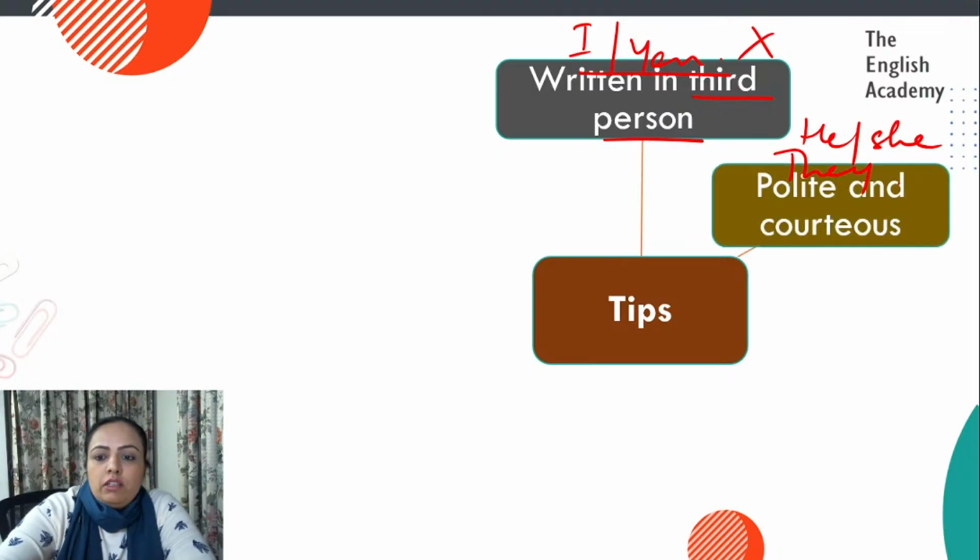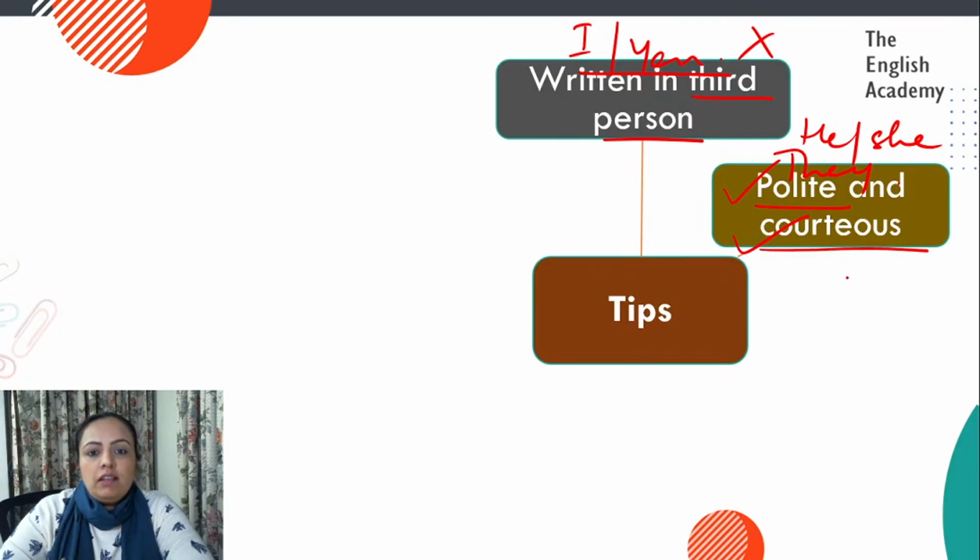The next important tip is it has to be polite and courteous. You have to use very polite and courteous words. Polite and courteous means ऐसा नहीं करना कि you have to come, you have to attend this function. No, you are requested. Your presence is requested at this event. This is the kind of terms that you have to use.